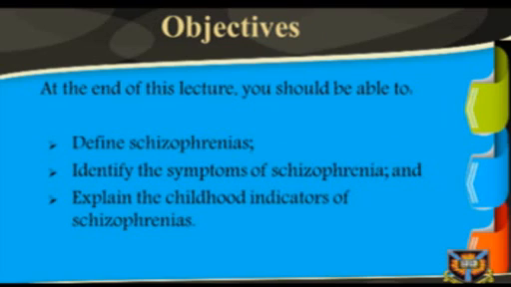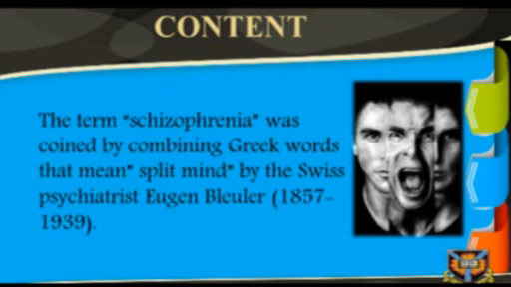Objectives. At the end of this lecture, you should be able to: 1. Define schizophrenia, 2. Identify the symptoms of schizophrenia, and 3. Explain the childhood indicators of schizophrenia. Pre-test. 1. Define schizophrenia. 2. Identify the symptoms of schizophrenia. 3. Explain the childhood indicators of schizophrenia.